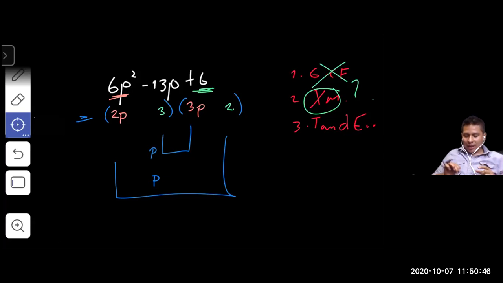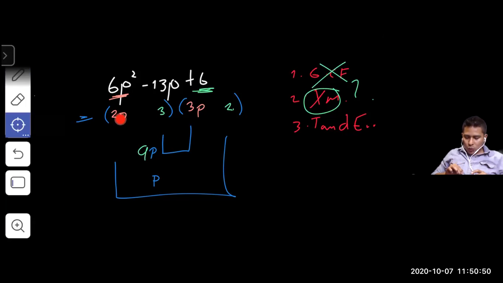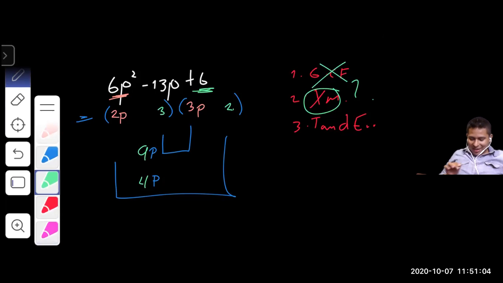3 times 3 is 9. The other one, 2p times 2, is 4. Okay, using 9 and 4, can I get 13, guys? Yes. How? Adding them? No, or one of them subtracted.